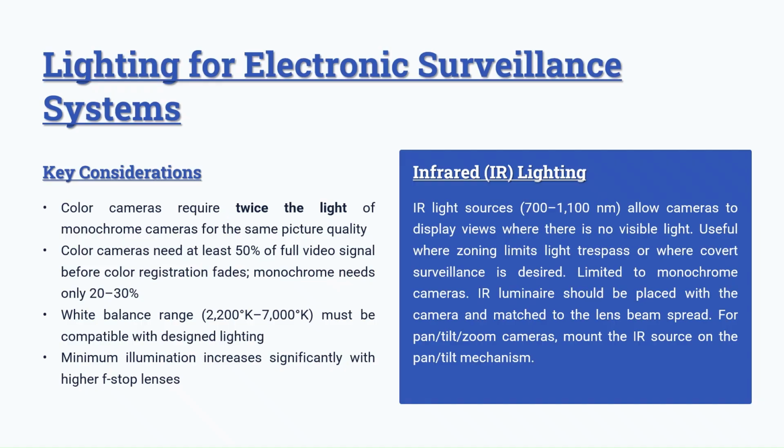White light is generally preferred for compatibility with surveillance systems, while infrared lighting is used where visible light is not feasible. Correct positioning of light sources is also critical to avoid glare and shadows that can degrade image quality. Ultimately, lighting and surveillance must work together as an integrated system.